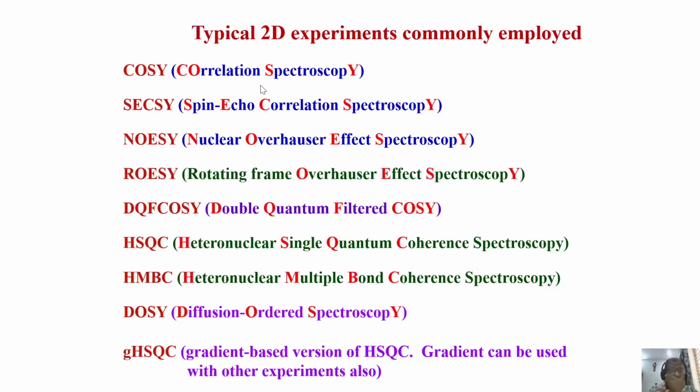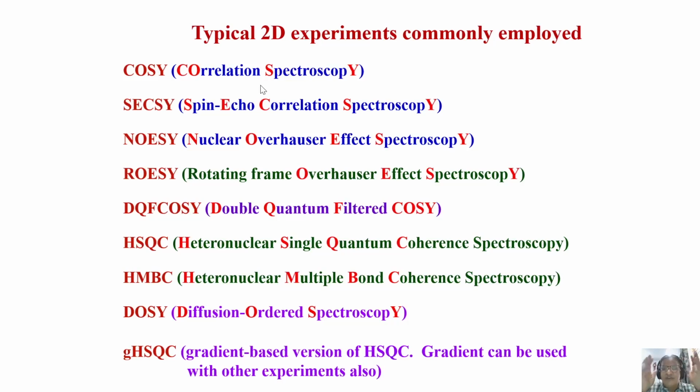Okay, and these are the typical 2D experiments commonly employed. If you go to the literature, let me tell you, at present, you can get several hundreds of 2D and 3D NMR experiments possible. Several hundreds. Many pioneers in this area of NMR spectroscopy have been doing research in this area. They have designed a number of experiments. It is very much useful for us. We should thank them for contributing so much.